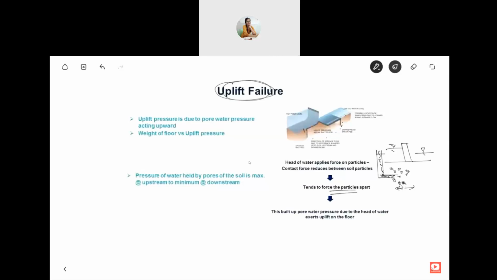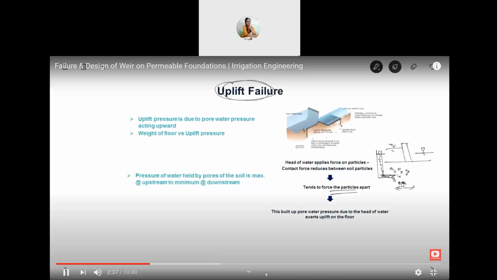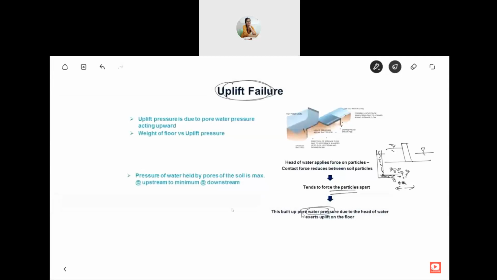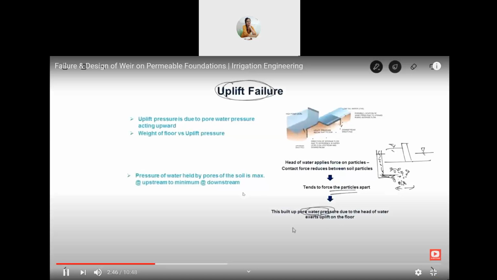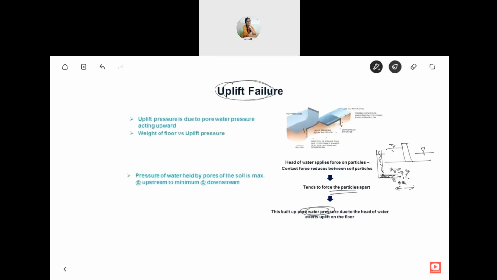So because of which there is a pressure developing. The water which is inside these pores of soil, pressure develops inside these pores. So this pore water pressure, which happens because of this head of water, exerts uplift. It is uplift because as it tends to force the particles apart, the contact force reduces between the particles, because of which the soil strength reduces, which can be taken as acting upward. So this pressure which develops as the water is inside the pores is known as pore water pressure. So this pore water pressure contributes to the uplift.